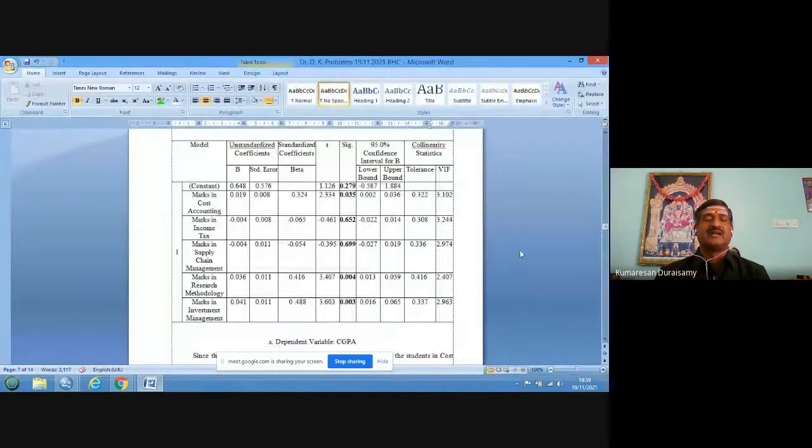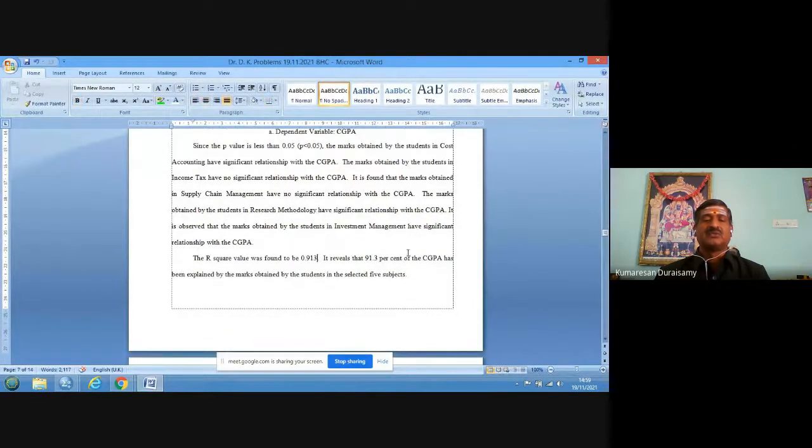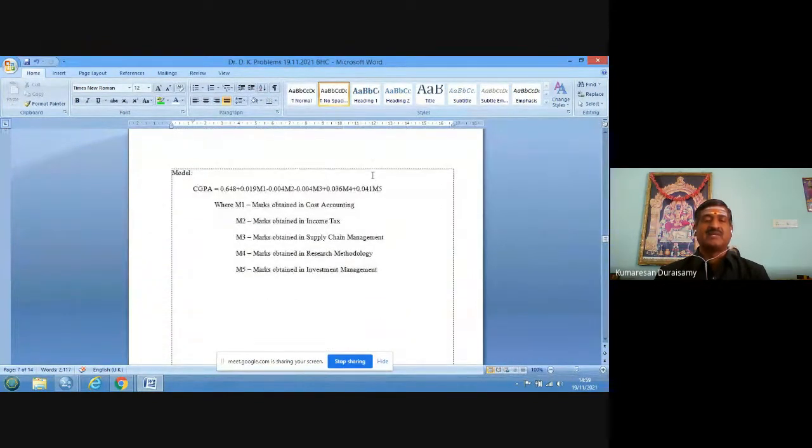Now look at the interpretation. That's what I have given. R square value, 0.913. So 91.3% of CGPA is explained by the 5 subjects.